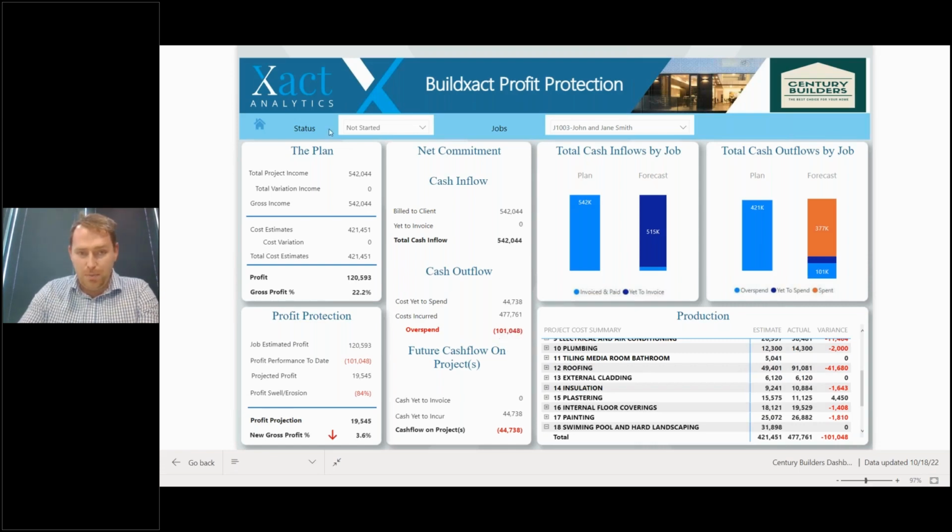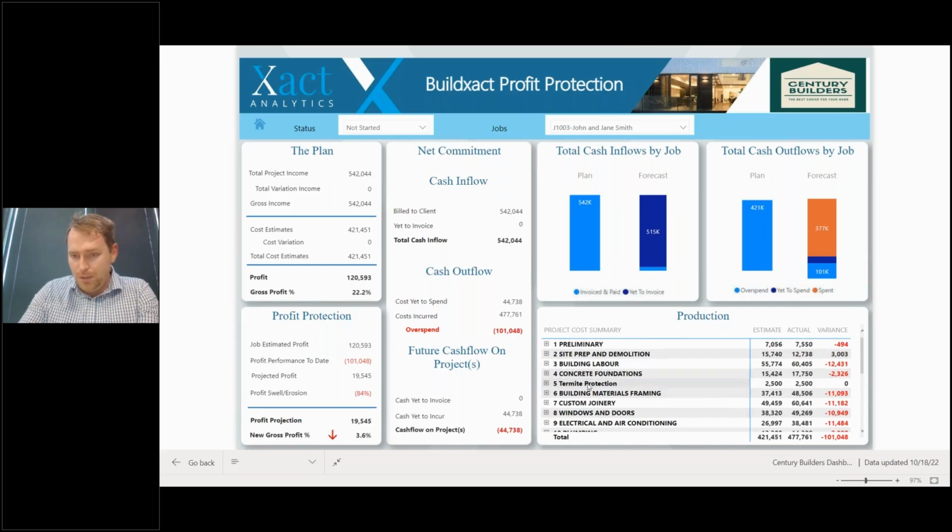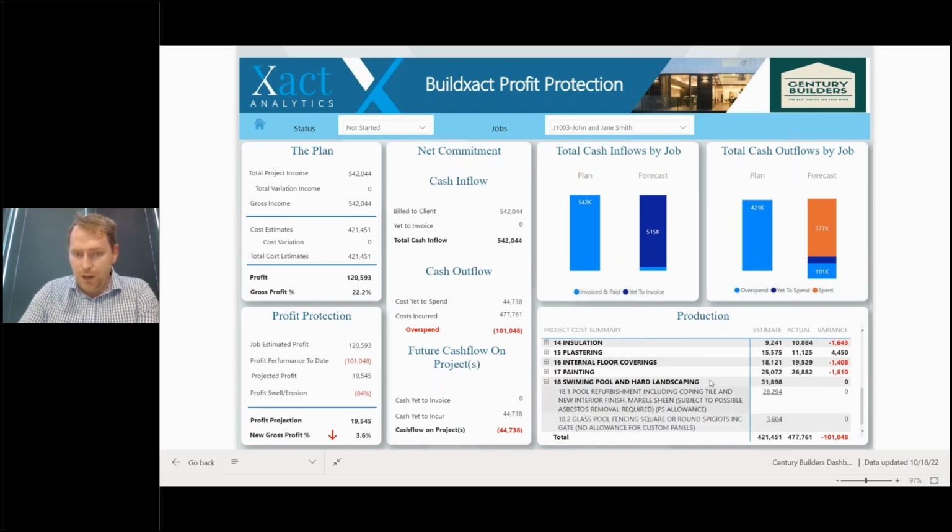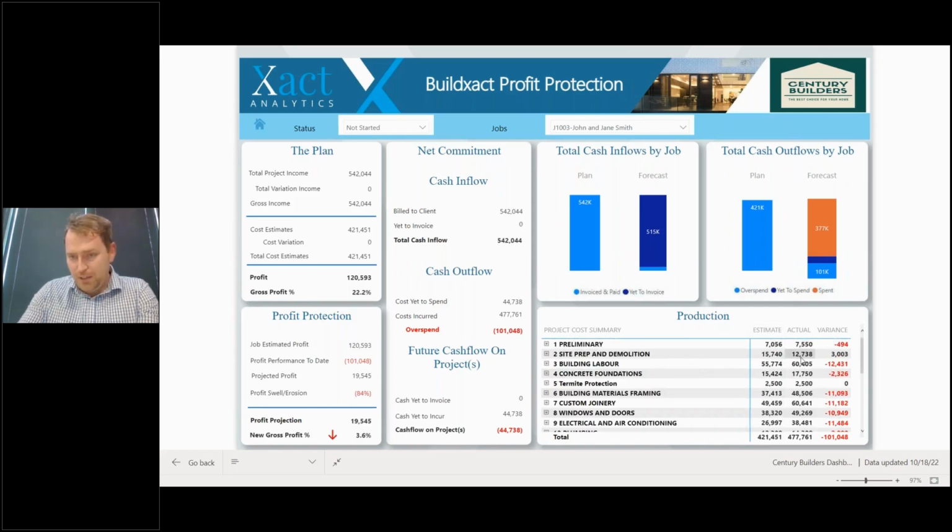Scheduling, all that's important, but particularly from a profit protection piece, what is the money that I'm tearing up here? And that's the thing we want to pull under the microscope. So when you pop over to the right, here we go, if we go top to bottom, here's the estimates, here's the actuals, and again, this is all directly from Build Xact.